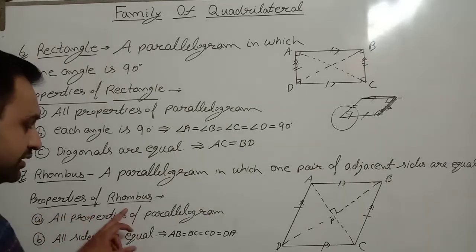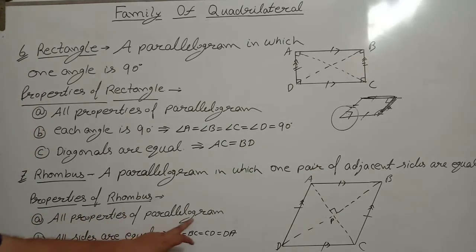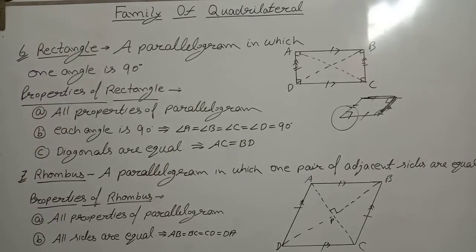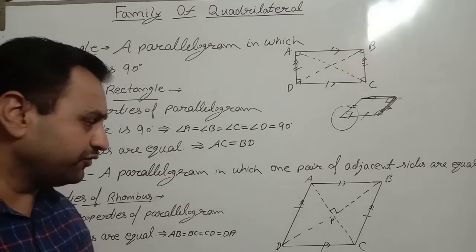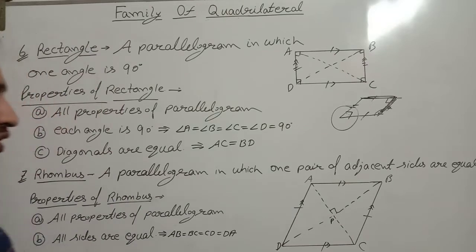Properties of a rhombus: because it is a part of a parallelogram, it contains all properties of a parallelogram. Second, all sides are equal: AB, BC, CD, DA are all equal. And the diagonals bisect each other at right angles, which is a very important property of a rhombus. The diagonals bisect each other, it means angle P is equal to 90 degrees. I hope you understand. Note it down.